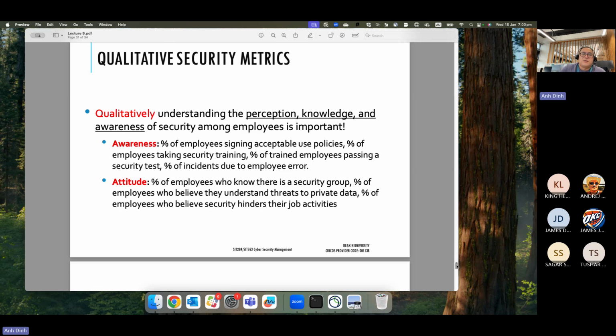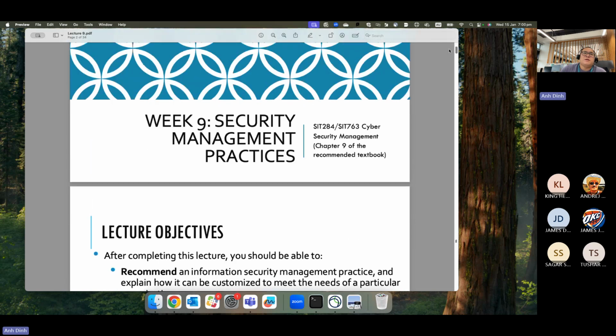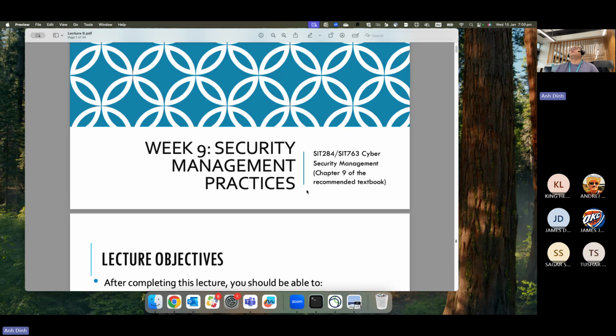Okay, and so in this sense, the problem of security management practice is very similar to a data science problem, right? Collecting the data and reporting insight, extracting insight from the data. Any questions at this point?